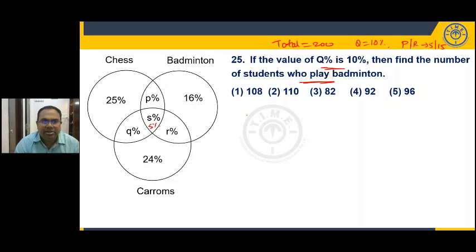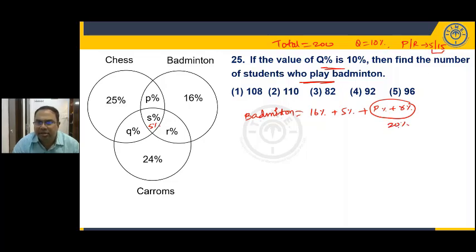Badminton is 16 plus S is 5% plus P% plus R%. How much is P plus R? Q is 10 now. P plus R should be 20%. 21 plus 20 it is 41%. So it is 41 by 100 into 200. Total is 200 now. So it has to be 81.